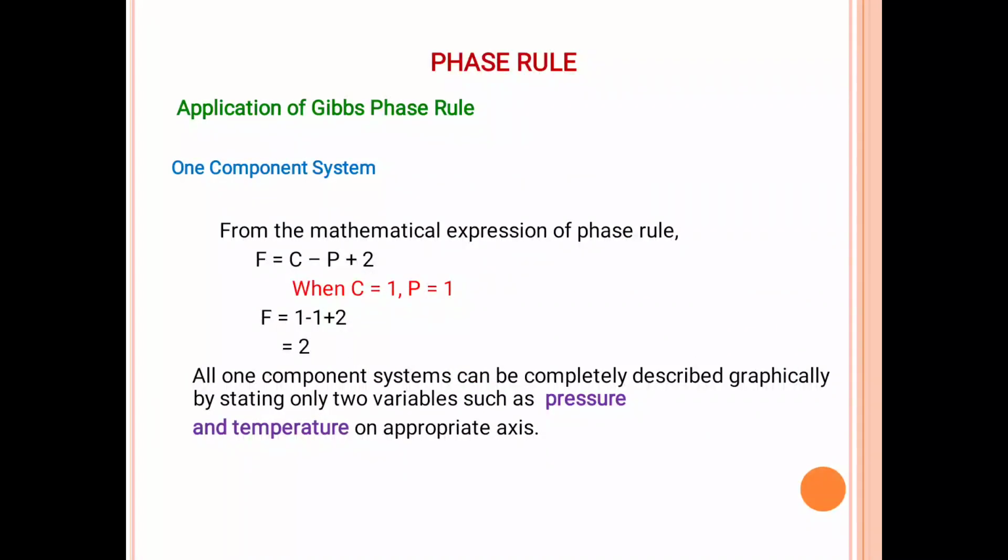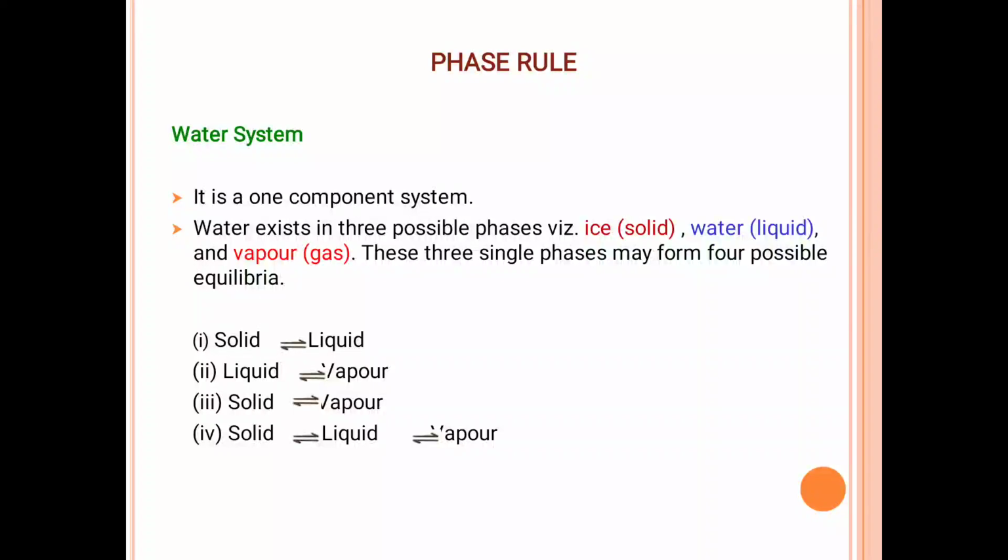Application of this Gibbs phase rule to a one component system. So for a one component system, the phase rule can be given by F equals C minus P plus 2. So here the phase diagram is obtained by fixing the variables such as temperature and pressure. So we can take the water system as an example. So water is a one component system.